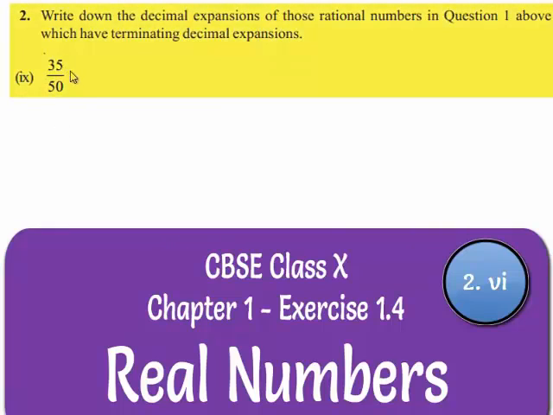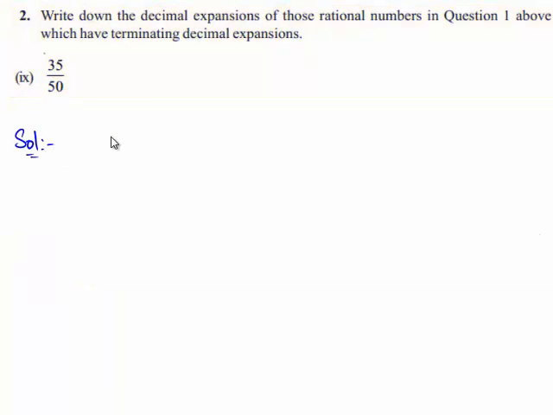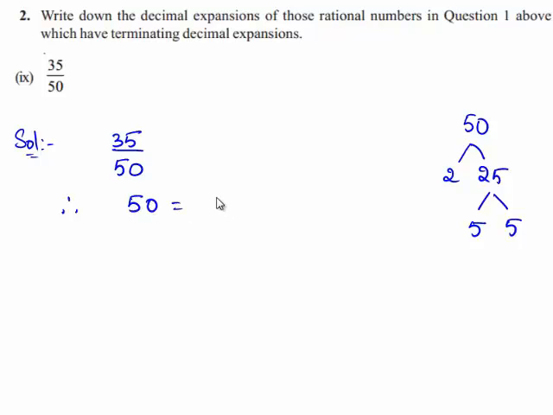Now let us move on to the next rational number that has terminating decimal expansion. So the rational number is 35 upon 50. To find its decimal expansion, first we need to write the denominator, that is 50, as a product of its prime factors. Therefore 50 can be written as 2 times 25 and 25 is written as 5 times 5. Therefore 50 can be expressed as 2 times 5 times 5, that is 2 times 5 square. Therefore the given rational number becomes 35 upon 2 times 5 square.